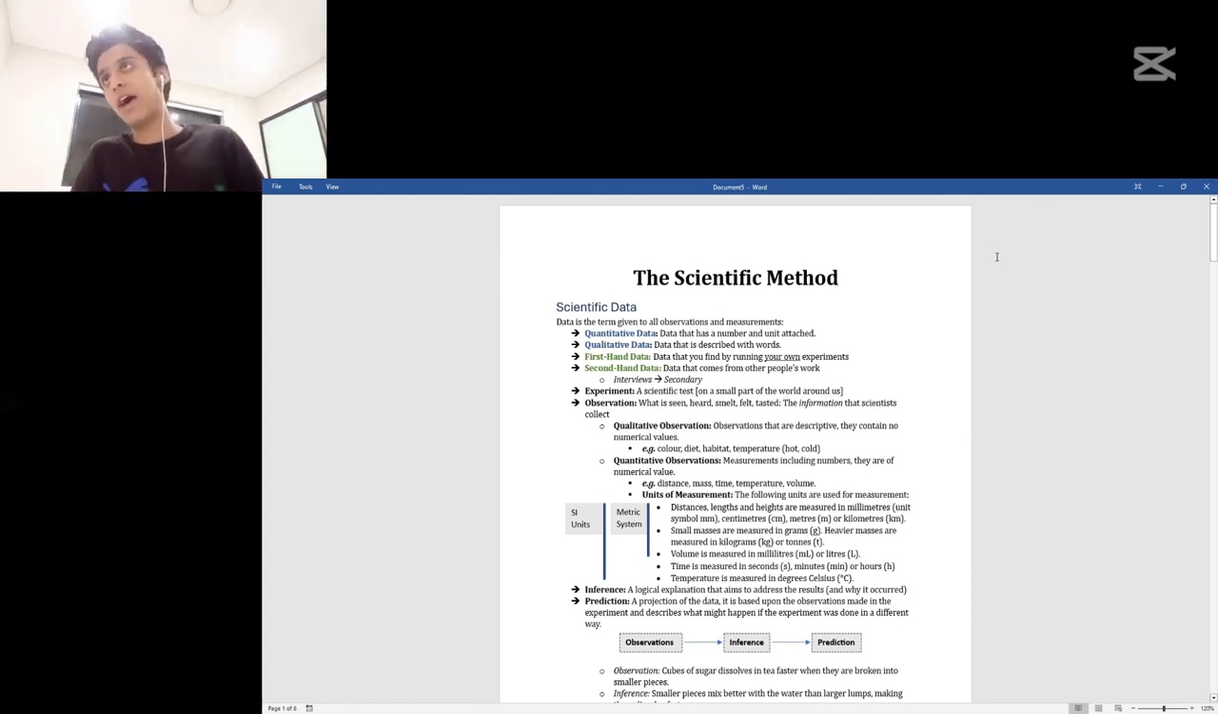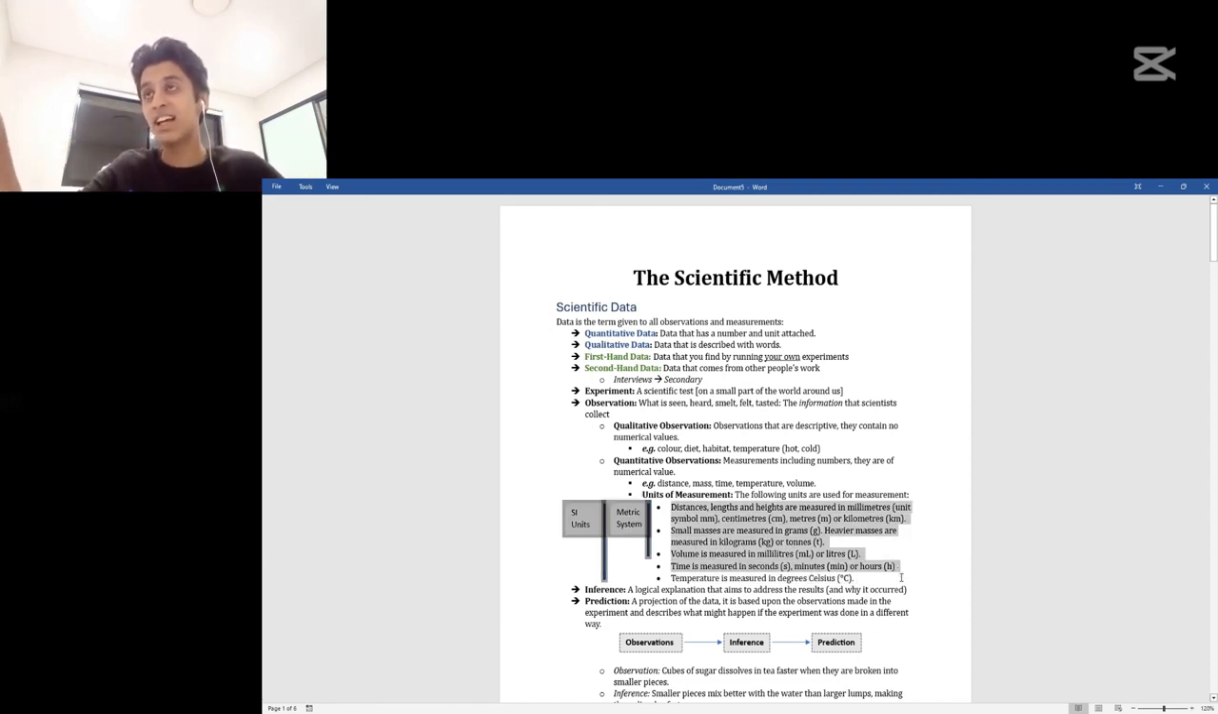Okay? Now, you have two types of observations: qualitative observations that are descriptive. We've already looked at this. So for example, color, diet, habitat, temperature. And quantitative measurements, including numbers. They are of numerical value. So distance, mass, time, temperature, volume. Now, when it comes to quantitative measurements and observations, you need a unit, because in our first definition of quantitative, we looked at that it is data that has a number and unit attached. So here, what are those units? These are the following units used for measurements, as we can see here.